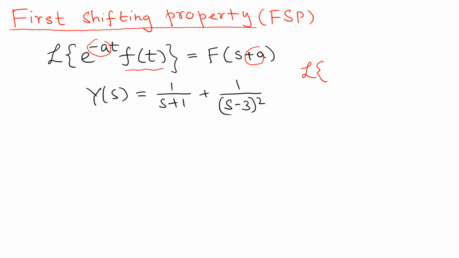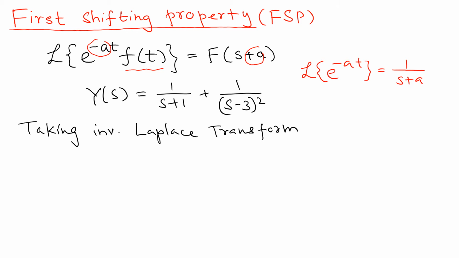So we know that e to the minus at, if you take the transform of this, it is 1 over s plus a. So you can use that for the first term, or you can simply use the first shifting property. It's the same thing. If you want to use that for the first term, f(t) is simply going to be 1. That's why you get 1 over s. So now let's see how we can get the answer. Taking the Laplace inverse transform, we can first write by the linearity like this.